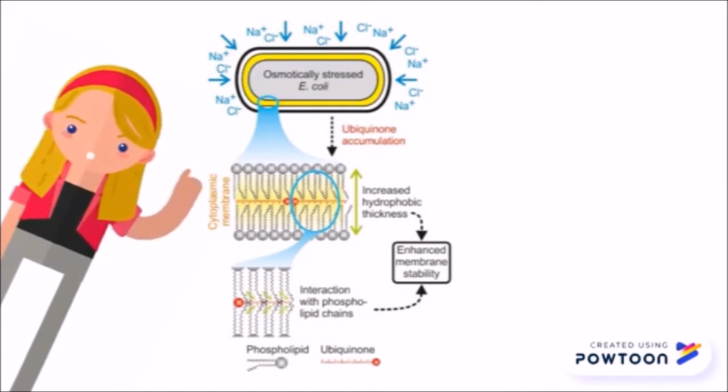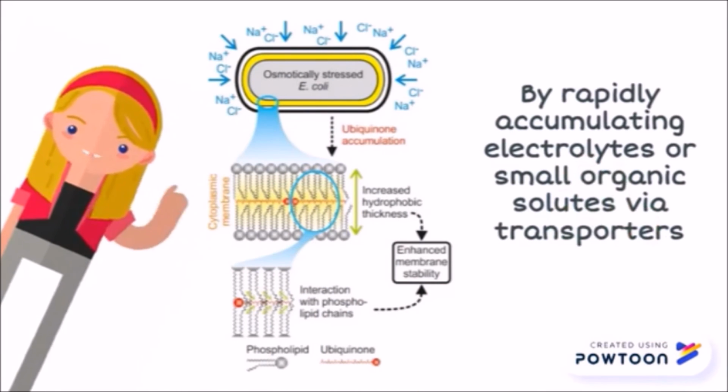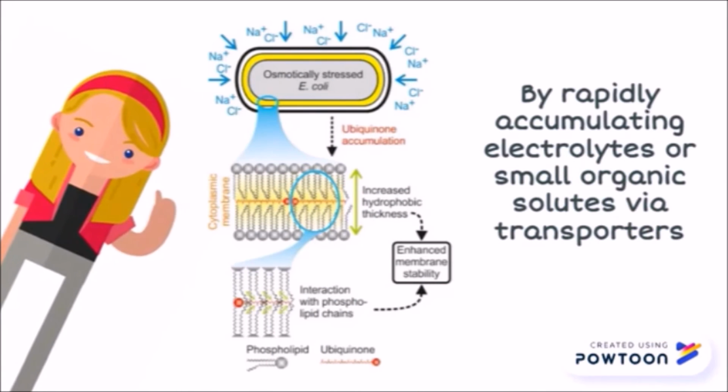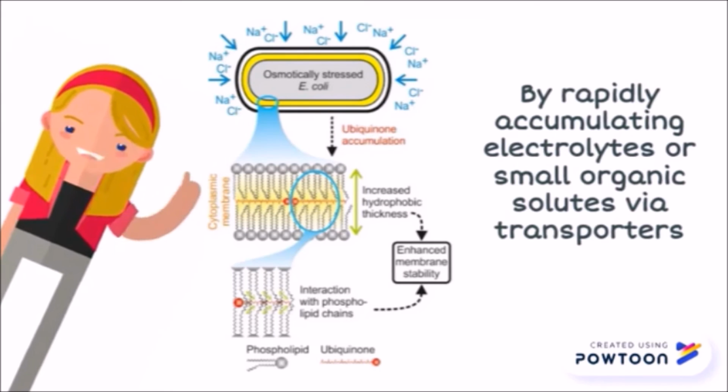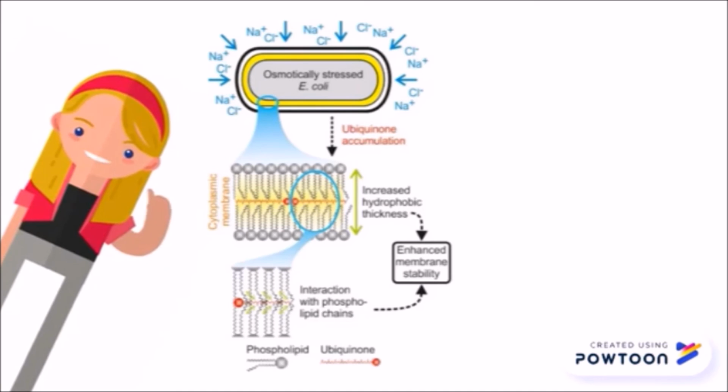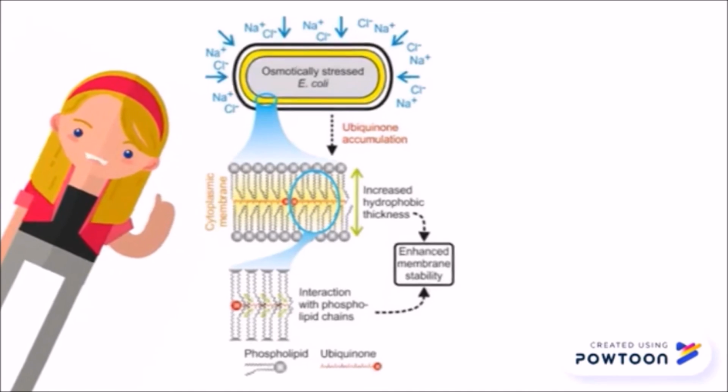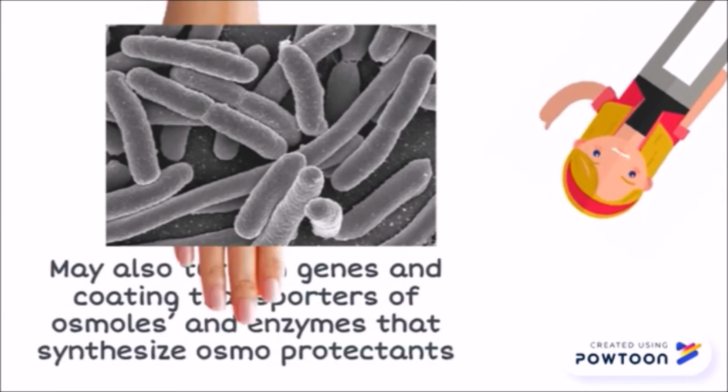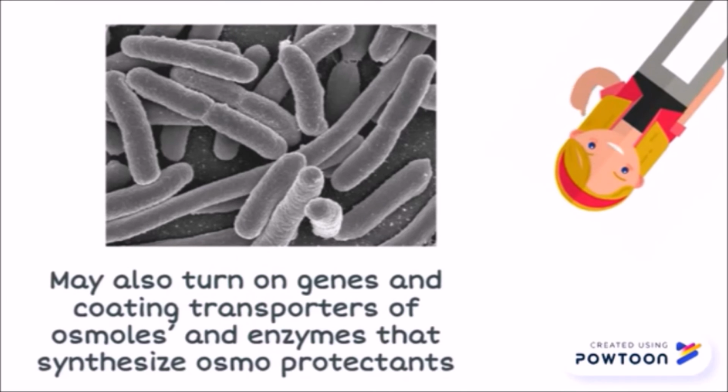Bacteria respond to osmotic stress by rapidly accumulating electrolytes or small organic solutes via transporters whose activities are stimulated by increases in osmolality. The bacteria may also turn on genes encoding transporters of osmoles and enzymes that synthesize osmoprotectants.